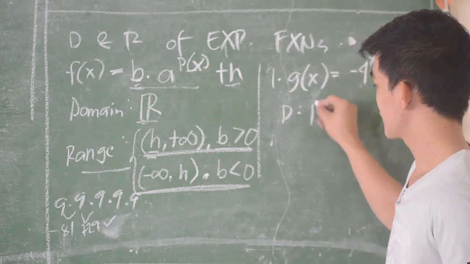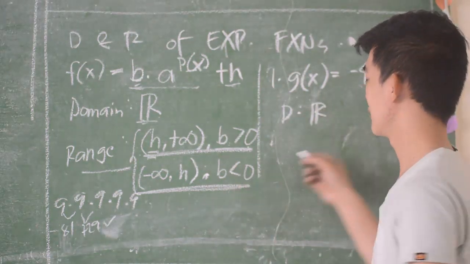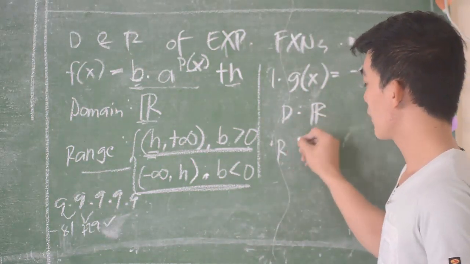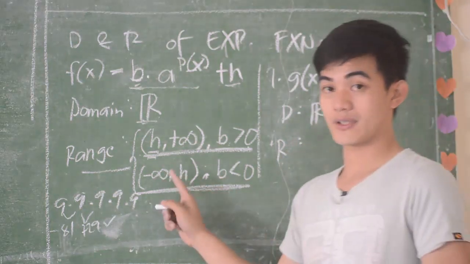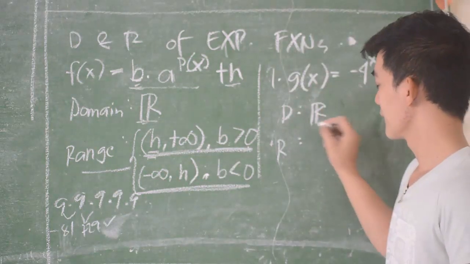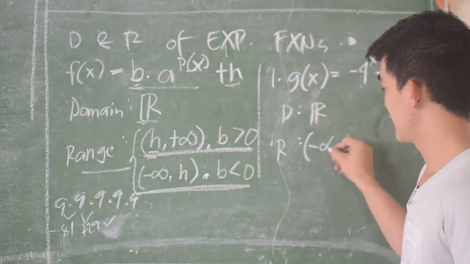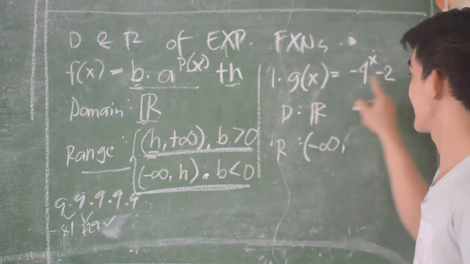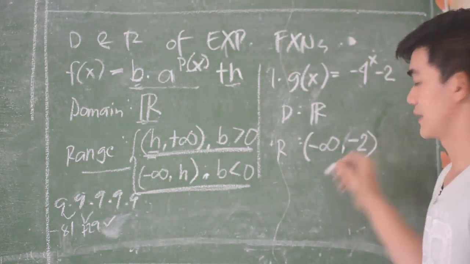Our domain, since walang restriction dyan, that is simply set of all real numbers. Our range, ito yon kasi less than 1 yung ating b. That will be negative infinity. And of course, our h is negative 2.